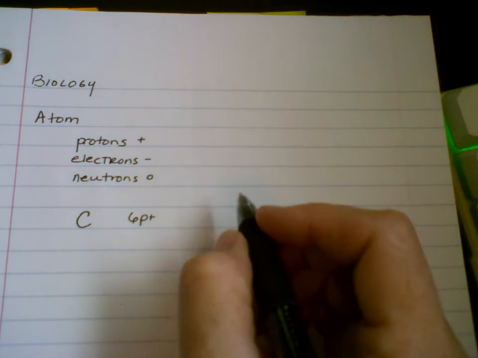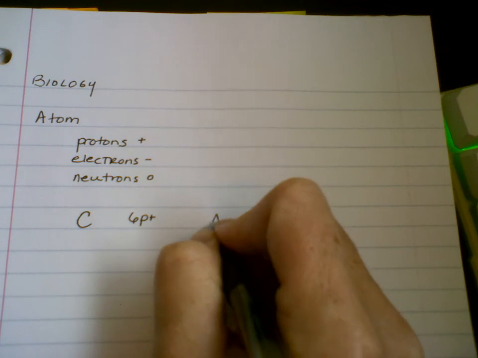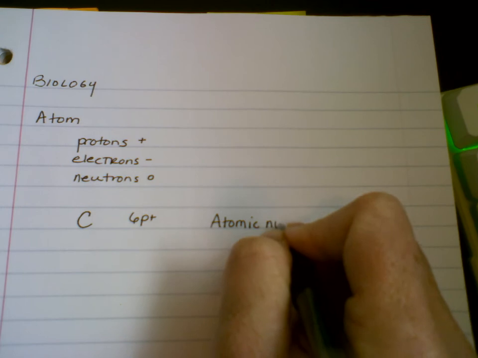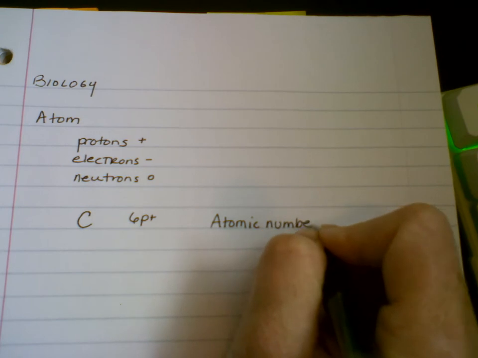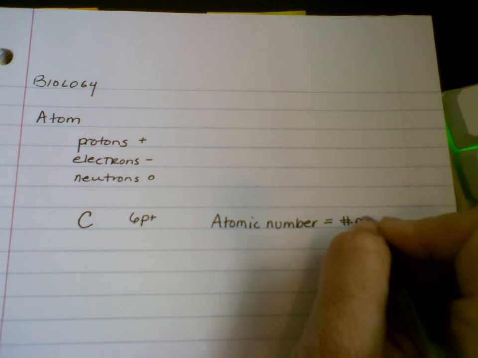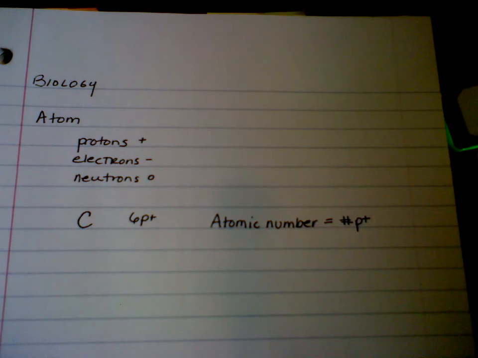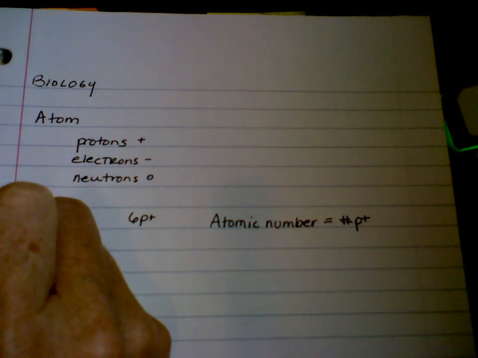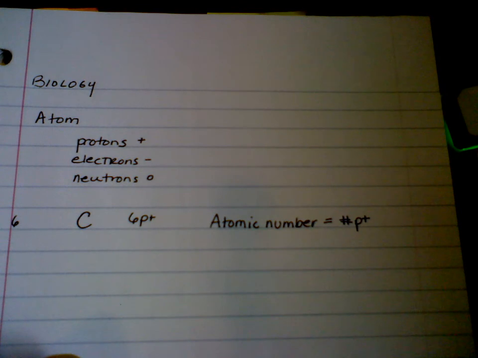So we can put up here as a definition that the atomic number is equal to the number of protons. And so that never changes. Every time you talk about carbon, its atomic number is always going to be 6 because it always has 6 protons. Okay, so the atomic number of carbon is 6.